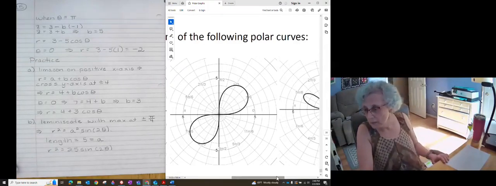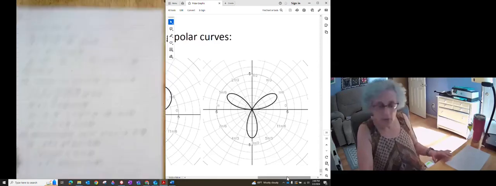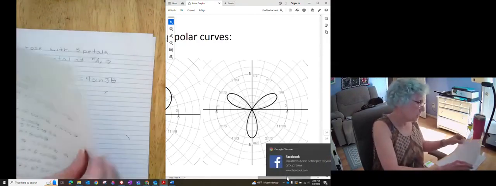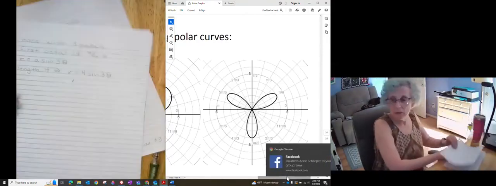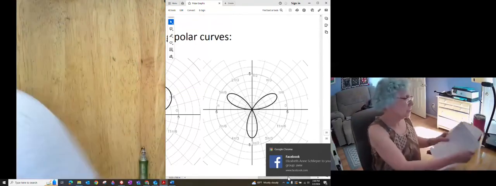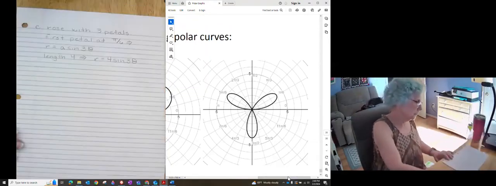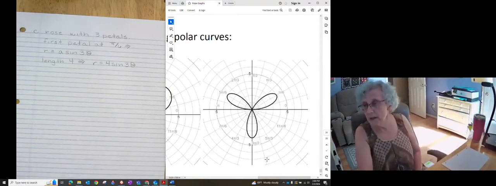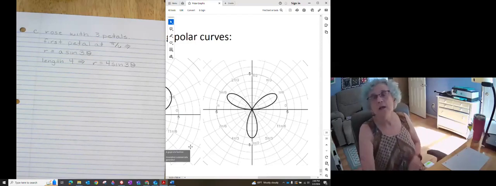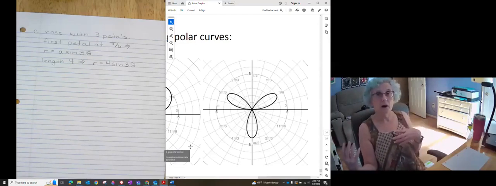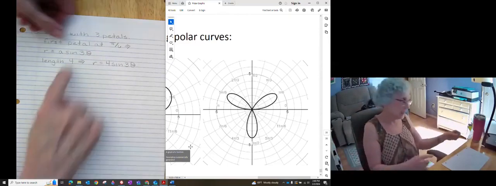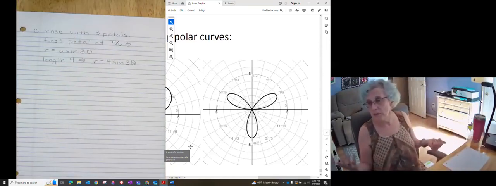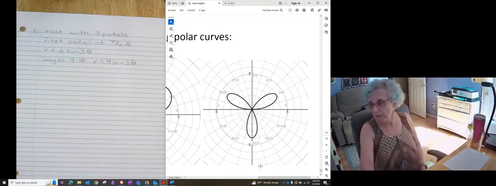And then finally we had a 3-petaled rose, and I looked at the length of the petal, and I looked at where the first petal lives. It lives there at pi over 6. So since it doesn't live on the x-axis, I know that it has sine in it. And so 4, which is the petal length, times sine of 3 theta.